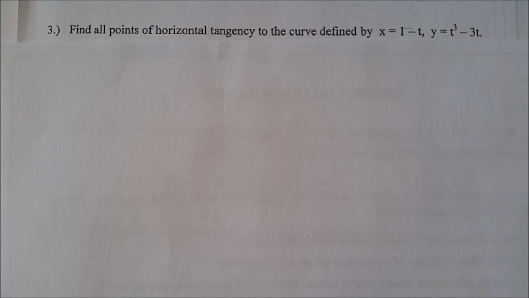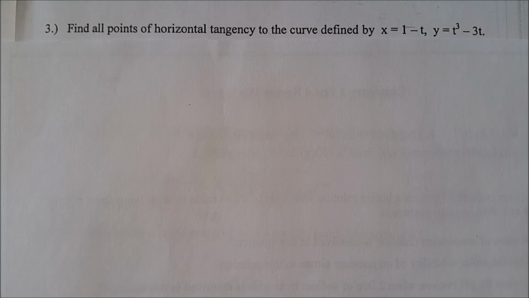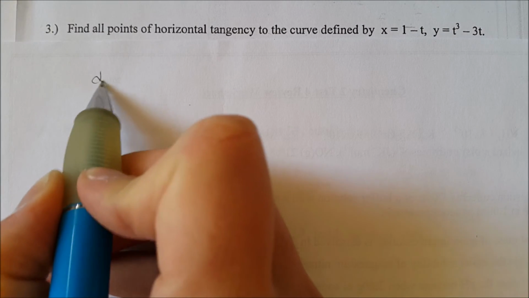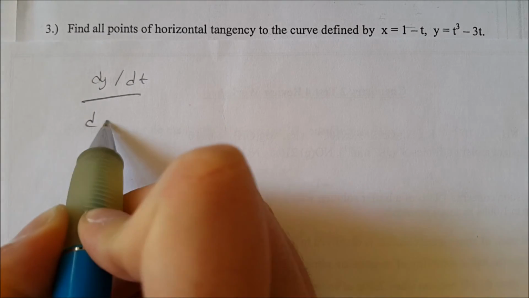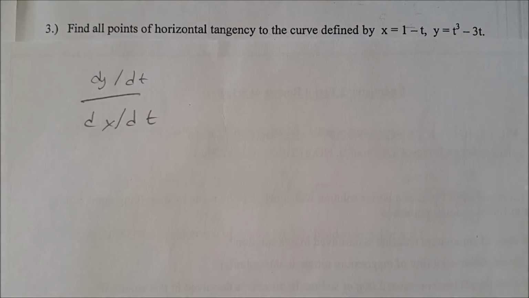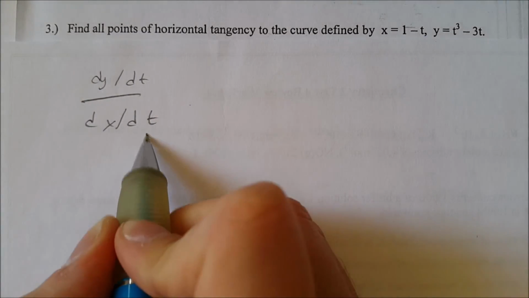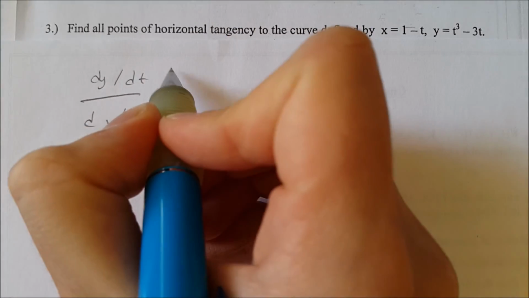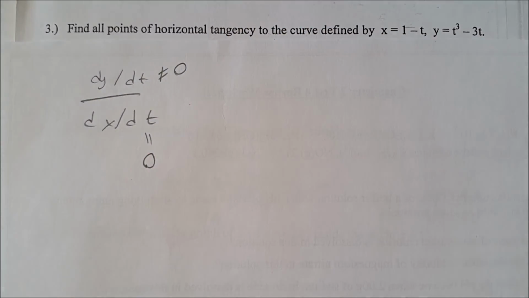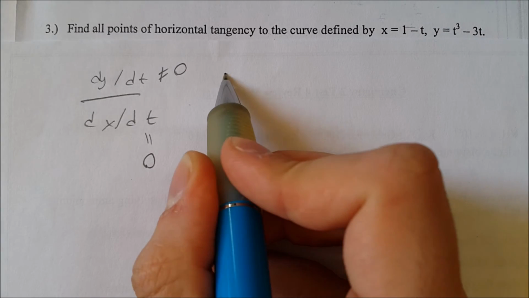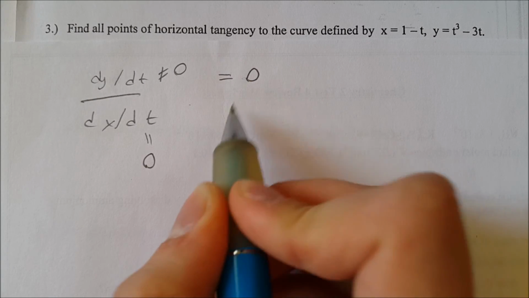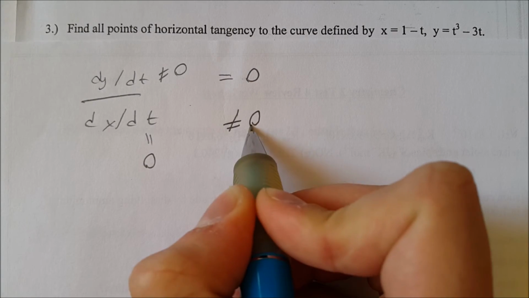Now we're looking for a horizontal or a vertical tangent. If this is our equation, then for a vertical tangent, the denominator, dx over dt, should be equal to 0, but dy over dt should not be equal to 0. This would give us the vertical tangent. But if we want to find the horizontal tangent, which we are asked in this question, then dy over dt should be equal to 0, but dx over dt should not be equal to 0.